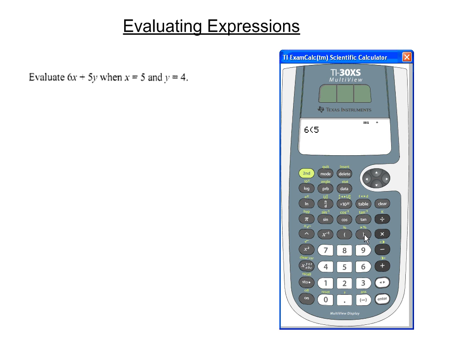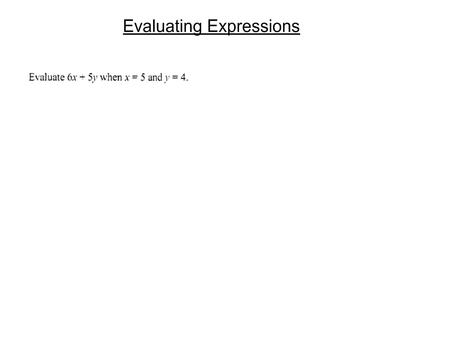So I'm going to put 5 in parentheses plus 5, and then for y, once again, we're going to put parentheses because you got the 5 on the outside, and put a 4 in there. Once this is typed in and it looks exactly like your expression, hit enter and you've got your answer. Your answer is 50.